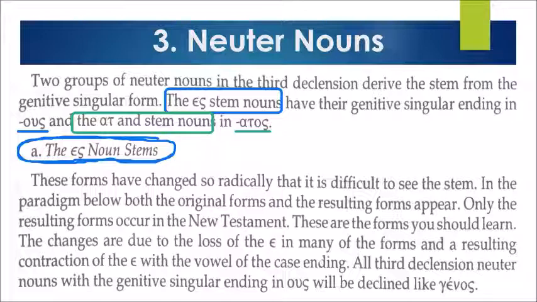The changes are due to the loss of the epsilon in many of the forms and a resulting contraction of the epsilon with a vowel of the case ending. All third declension neuter nouns with the genitive singular ending in os will be declined like genos. Okay, let's take a look at the word genos.